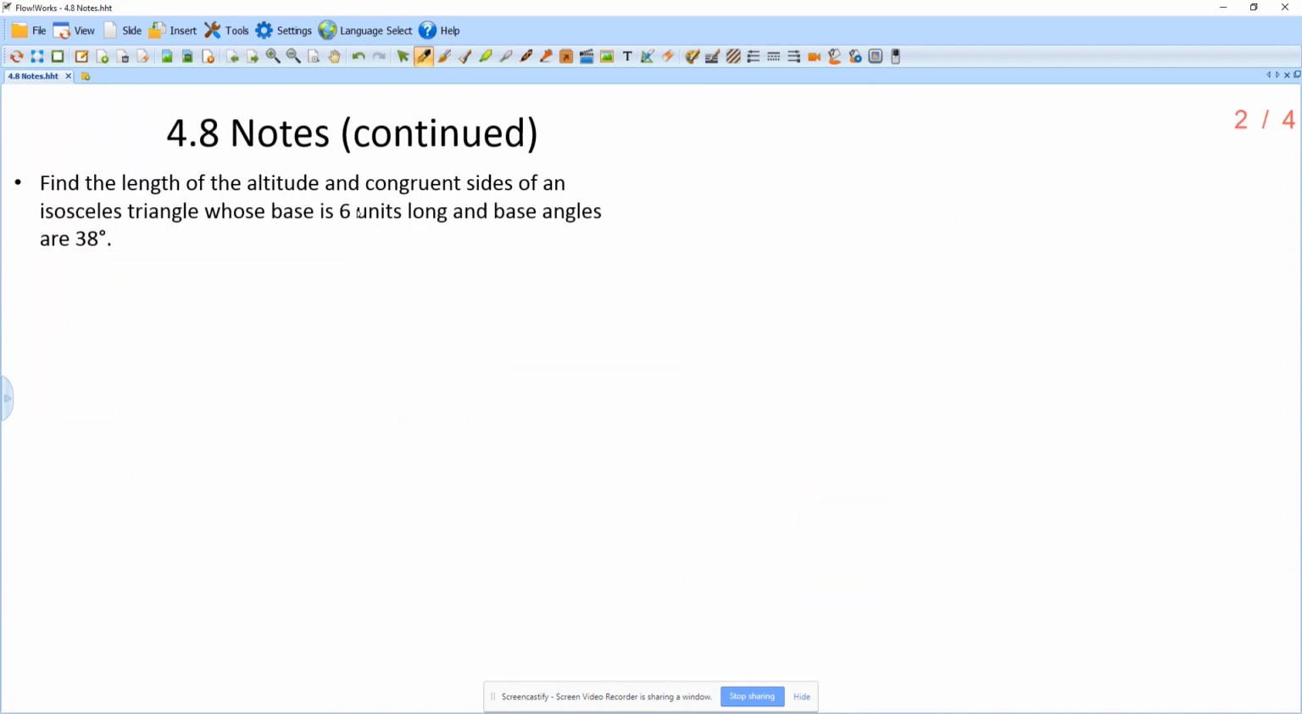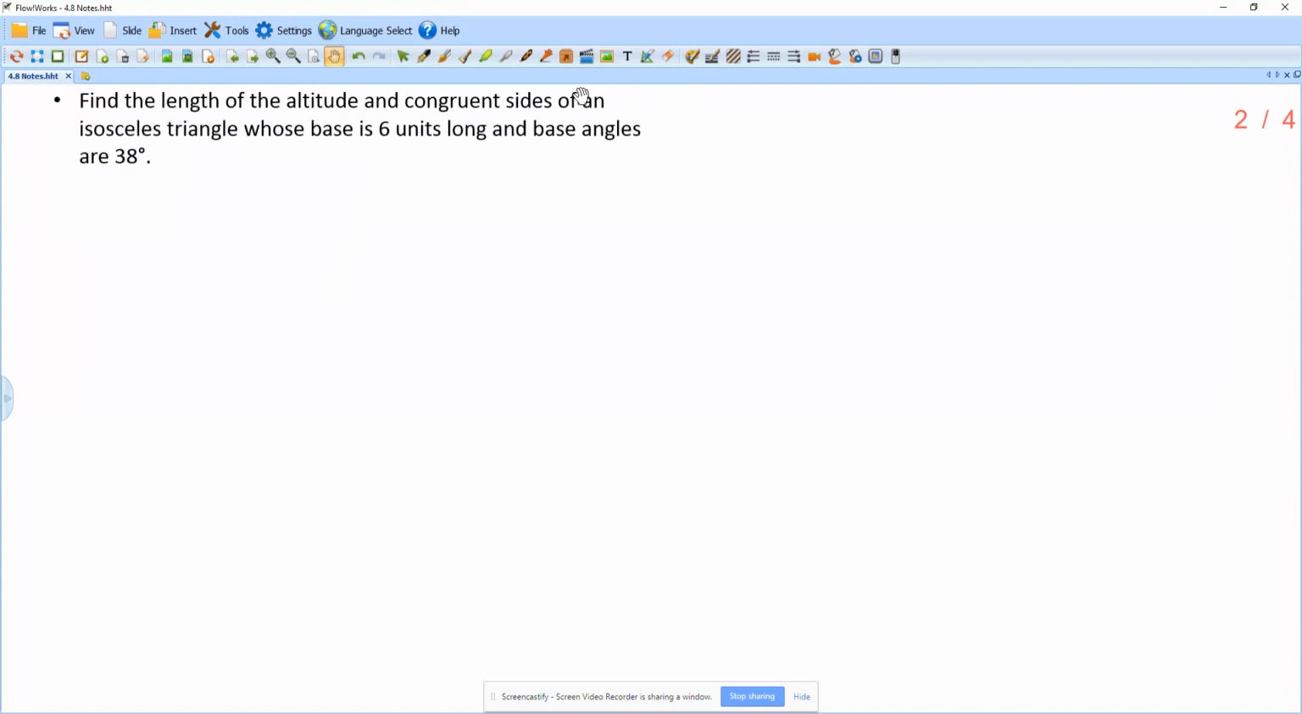In the next problem, find the length of the altitude and congruent sides of an isosceles triangle whose base is 6 units long and base angles are 38 degrees. So I'll start by drawing this and say, okay, this is an isosceles triangle.